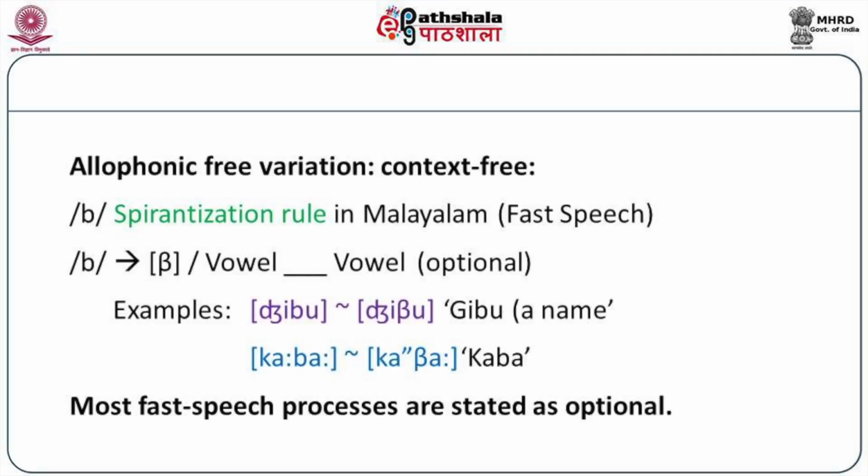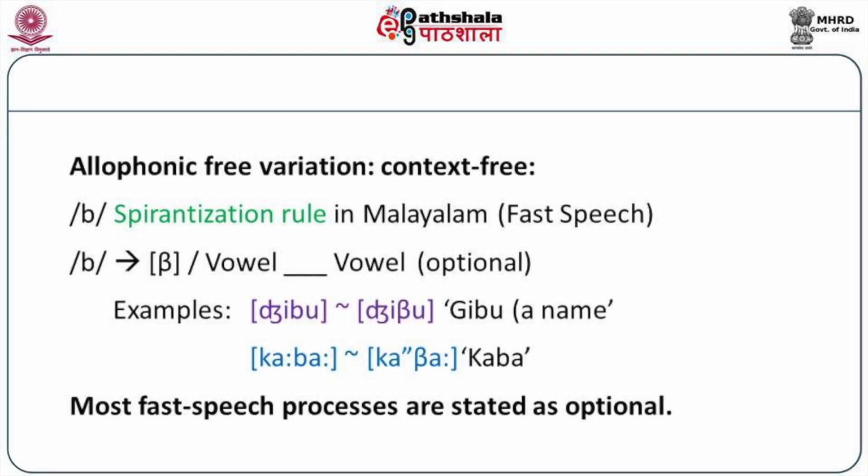We can also have context sensitive variation like the phonemes have. For example, in Malayalam we have a free variation between ba and fricative v in given contexts. Take a look at the data given here.